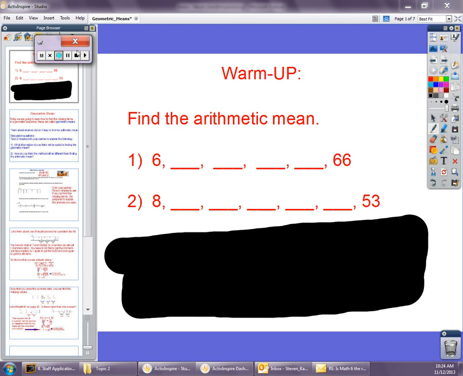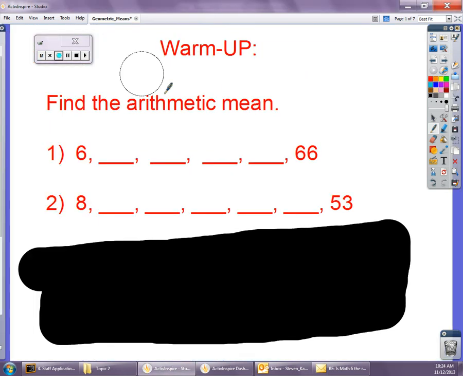All right, guys, so let's start with the warm-up. We're going to pause the video. Please pause the video and complete the warm-up, and as soon as you're done, hit play, and we can go through it. So hopefully by now you got a chance to do these problems.